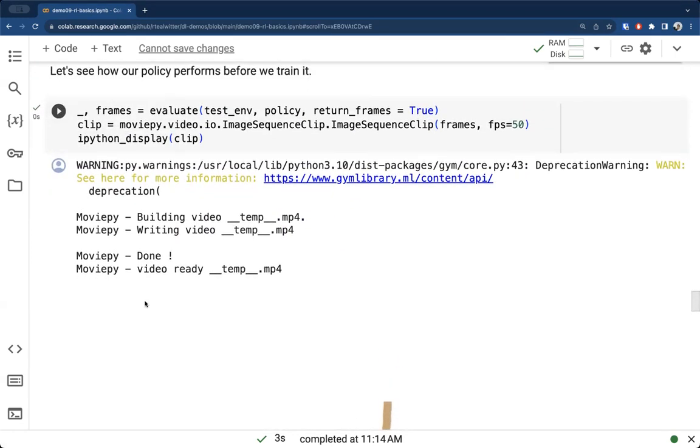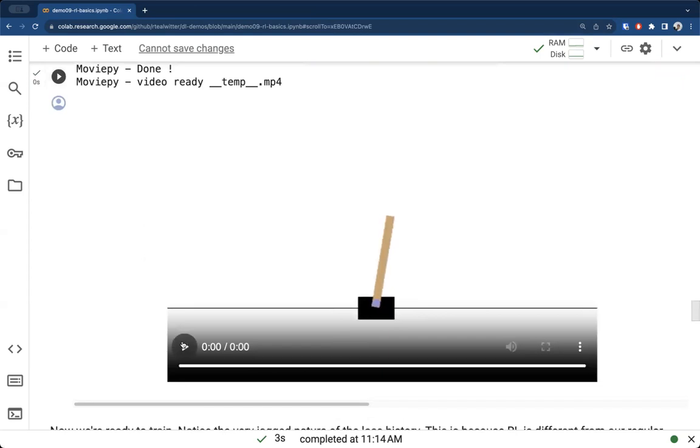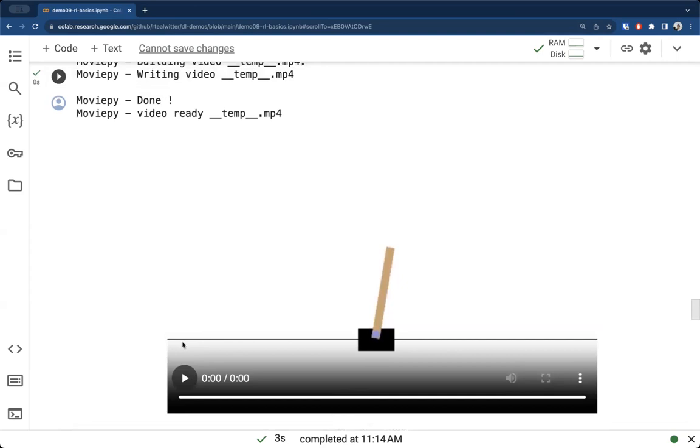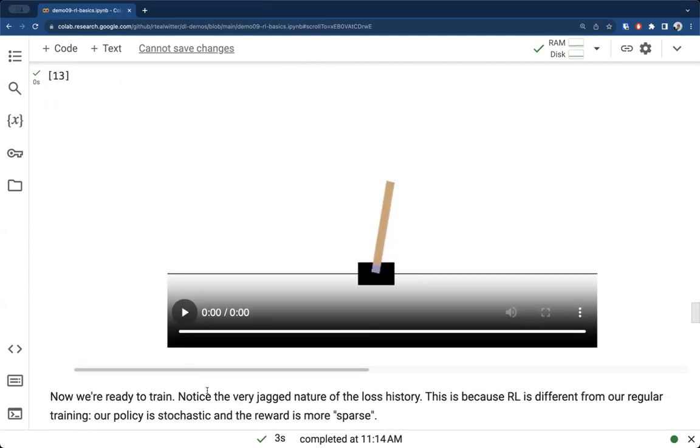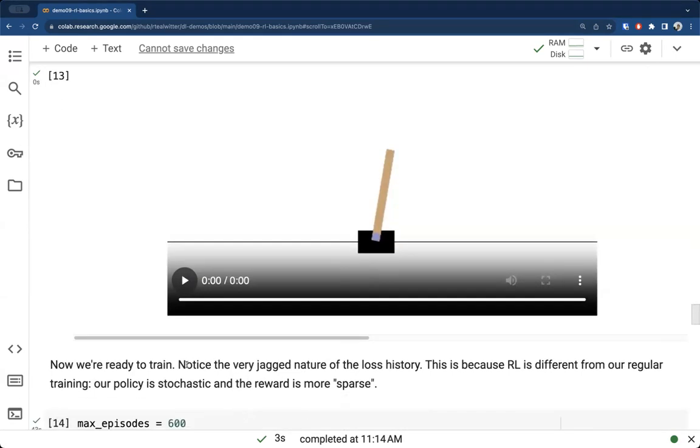So this, at this point, is randomly initialized, and this is a video of the performance. It looks like it falls over so quickly that the video is incredibly short. It's like less than a second. So we have a lot of work to do to make our policy better. We're now ready to train.